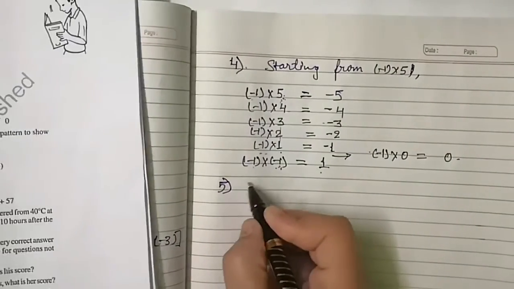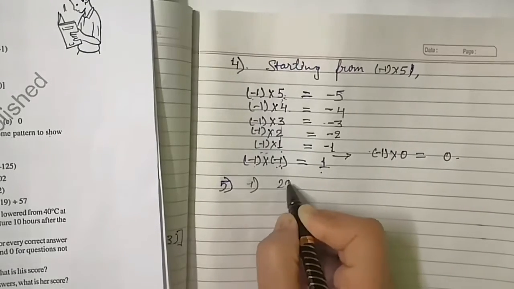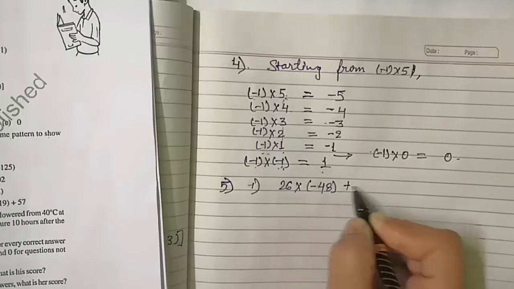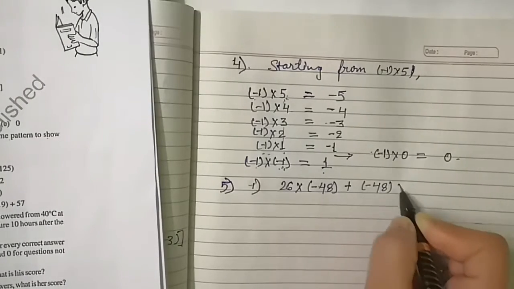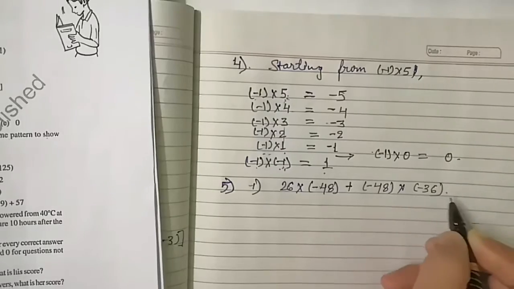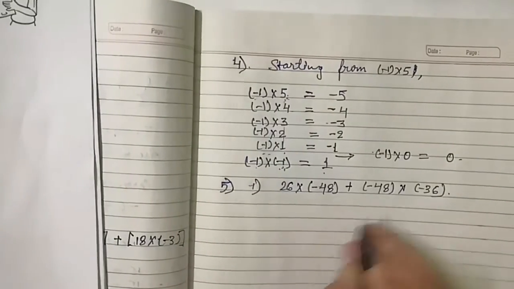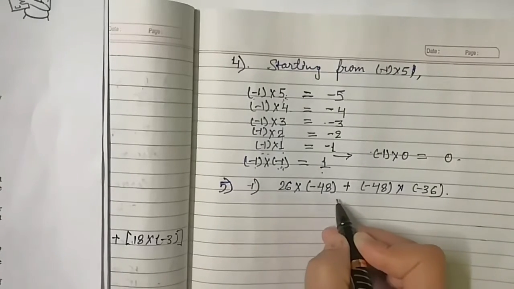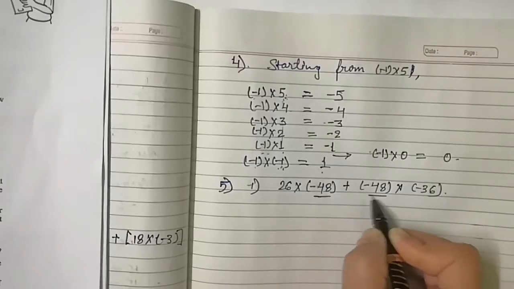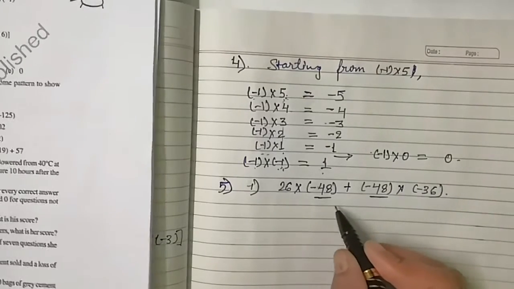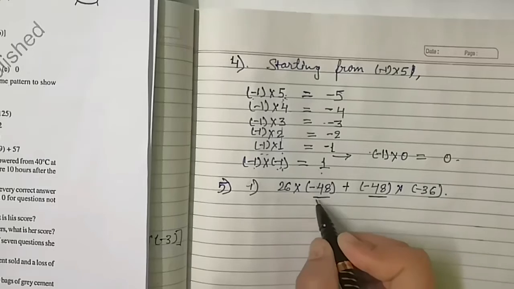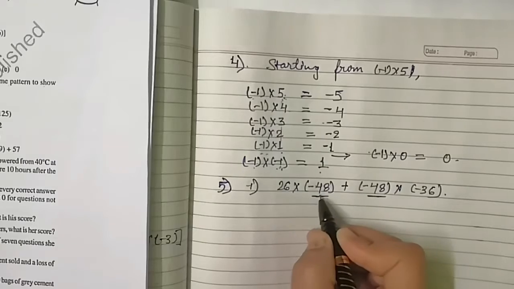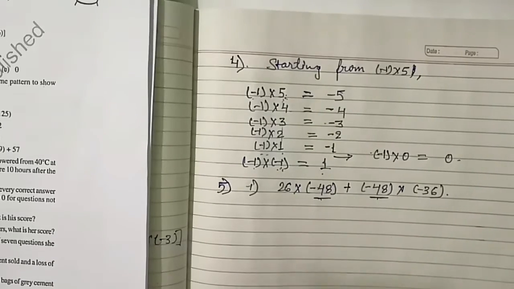See question number 5a. 26 into minus 48 plus minus 48 into minus 36. This is your multiplication. Now see which property will apply here. In this question, minus 48 and minus 48 are equal, both are common. Minus 48 is given here also and here also.